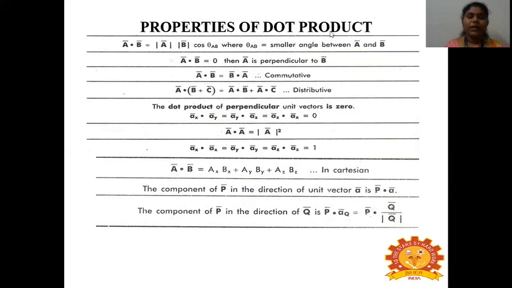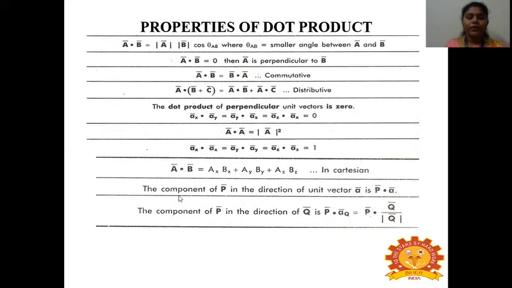Next, A vector dot A vector will be equal to modulus of A vector squared. Next is the multiplication of same unit vectors, that is, i dot i, j dot j, k dot k, will be equal to 1. In the Cartesian coordinate system, it is represented as A vector dot B vector equal to AX into BX plus AY into BY plus AZ into BZ.